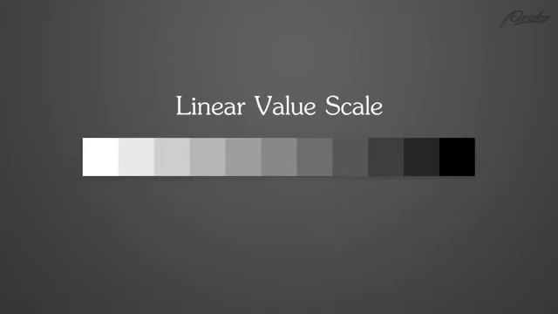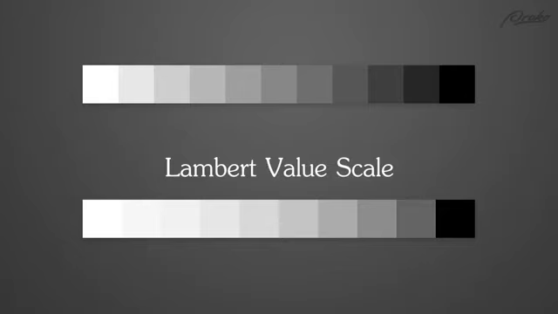This image shows a linear value scale with even steps going from 100 to 90, 80, 70, and so forth until 0. That's what we would expect. But what happens in nature is this: 100, 99, 97, 94, 89, 82, 73, 62, 45, 0. We can call this a Lambert scale.